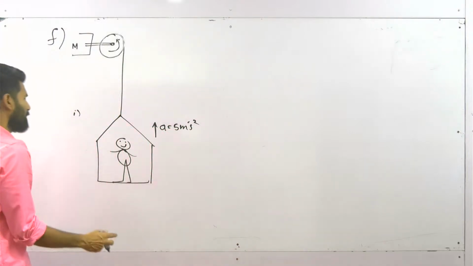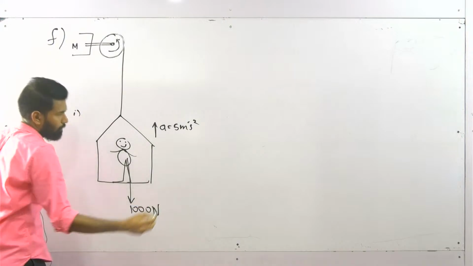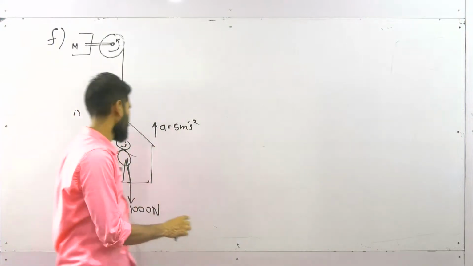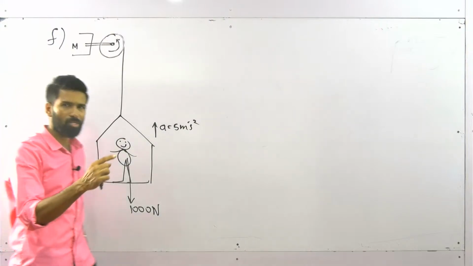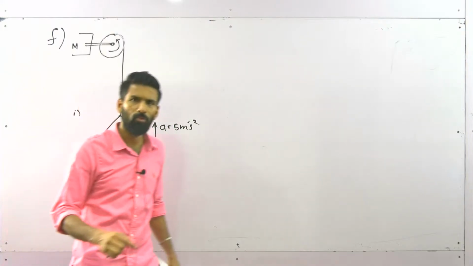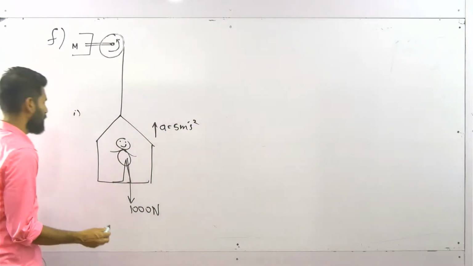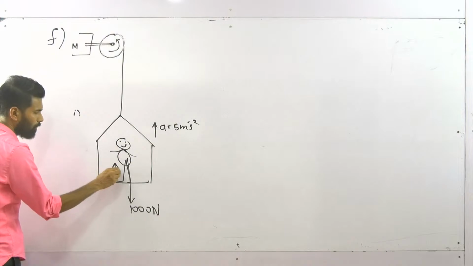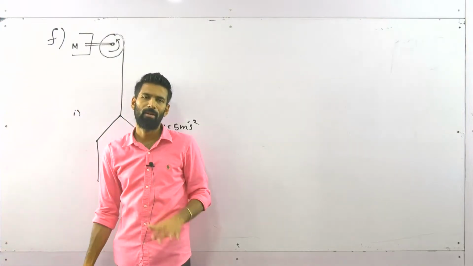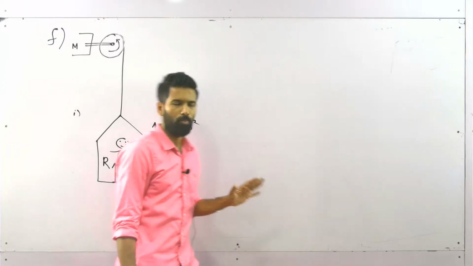So here, the weight of the man is 1000 newtons. I marked it. When someone touches the ground, what happens? He exerts a force downward on the ground, and by Newton's third law, there's a force acting upward on his legs. R, normal reaction. That's how it's created. We push the ground downward, and there's a normal reaction acting on us upward.